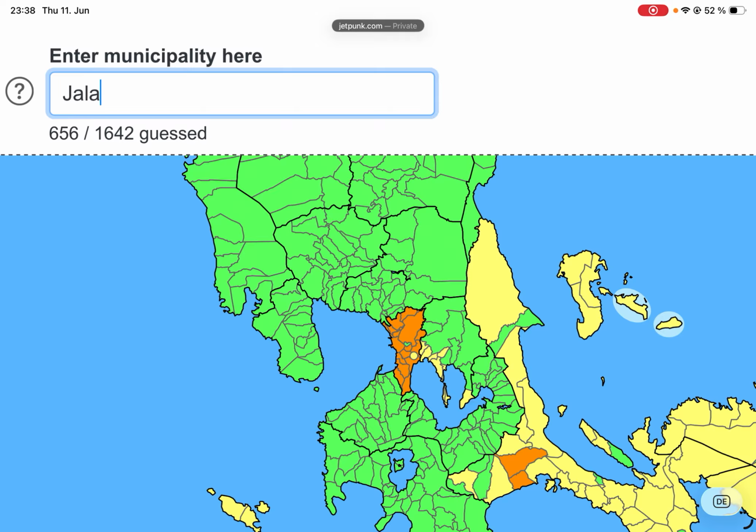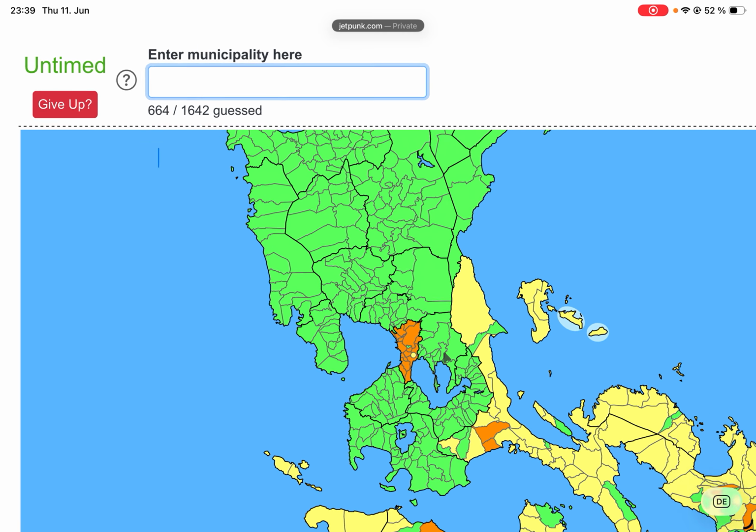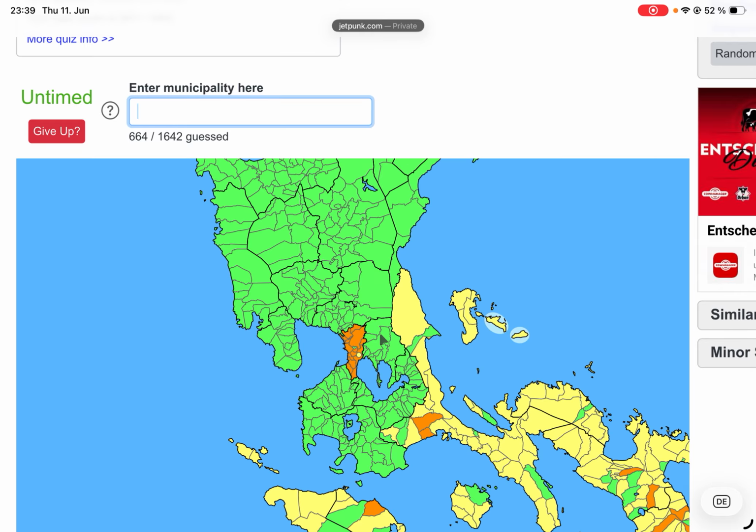This is Jalajala, Cardona, or not, is it Cardona? It is Cardona. Then we have Binangonan. We have Teresa, Angono, Cainta, and Taytay. So that's it for the province of Rizal.